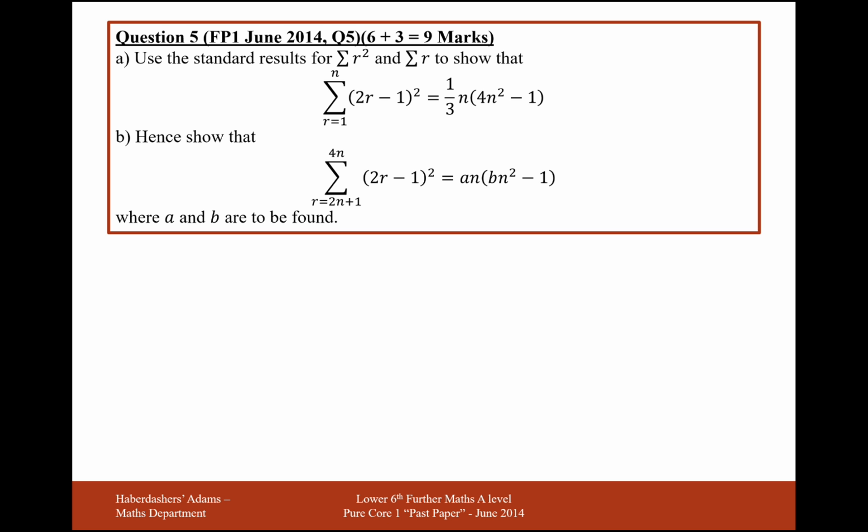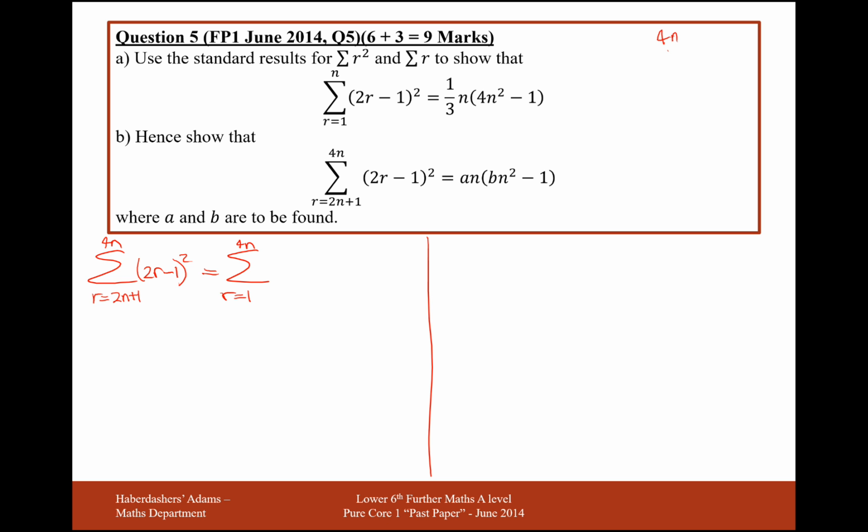So that is for the series of (2r minus 1) squared from 2n plus 1 up to 4n. So that's what makes this question difficult. We start at a number that's not 1 on the bottom, and we move up to a number that's not n on the top. So it's a little bit more tricky. We can use what we've done beforehand to simplify this for us though. What I'm going to do is simplify this by doing a summation from 1 up to 4n. So I've added up too much here.